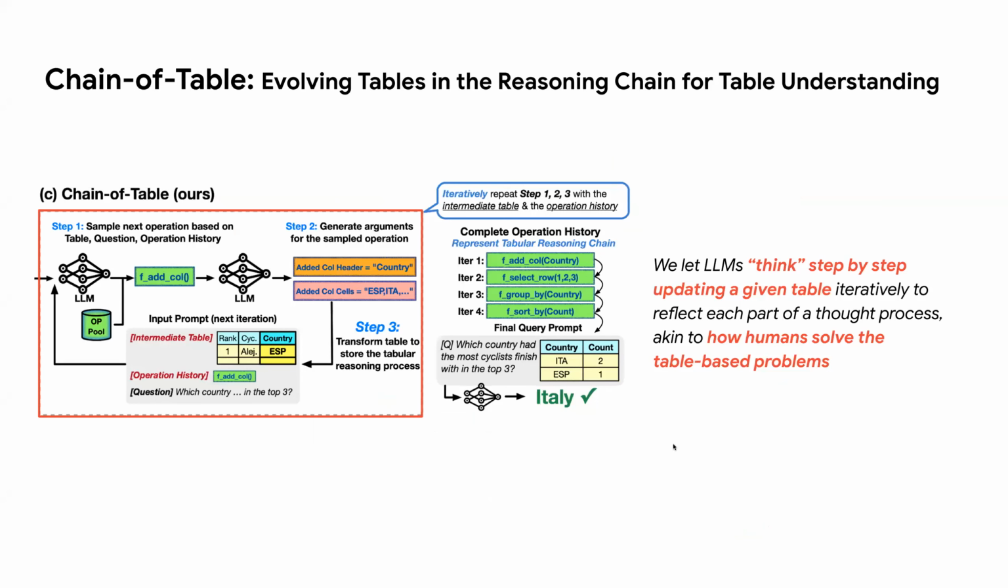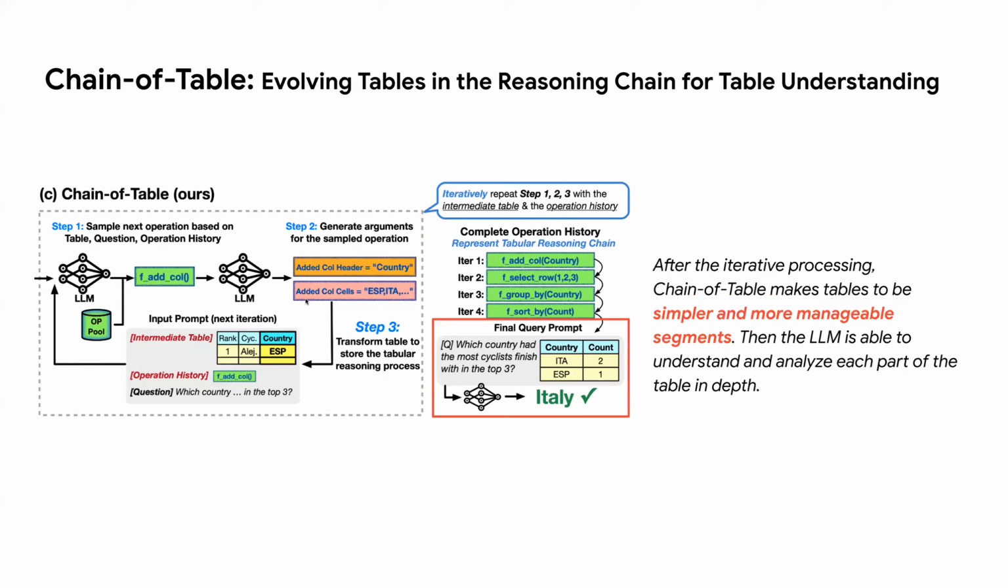Yeah, to be more specific, in the red frame here, we let large models think step by step, updating a given table iteratively to reflect each part of a solving process. This process is similar to how we humans solve table-based questions. You can see we look from step 1, sample the operation, step 2, generate the argument for the operation, and step 3, transform the table to store the tabular reasoning process with the operation and the arguments.